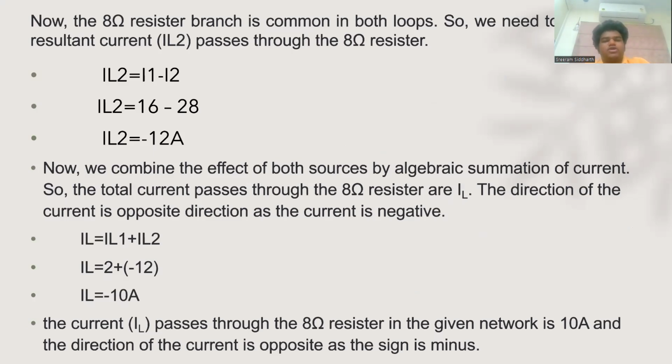Now the 8 ohm resistor branch is common in both loops. So we need to find the resultant current IL2. If you subtract I1 and I2, we'll get the resultant current IL2. I1 we got as 16 and I2 we got as 28. So the resultant current IL2 will be minus 12 amperes. Here you need to consider another thing, which is very important: the direction of current is very important.